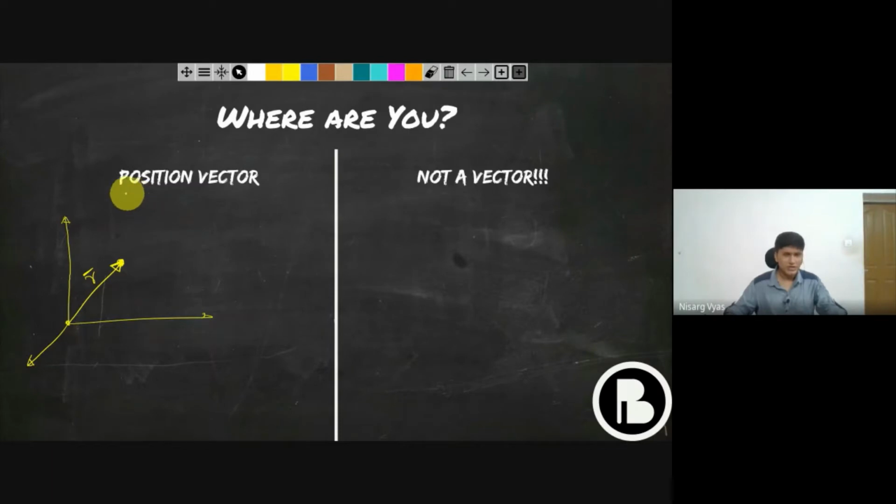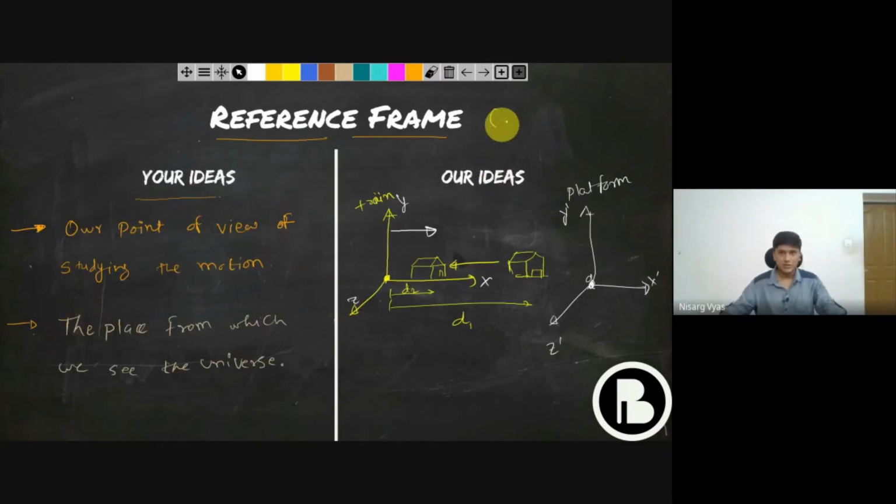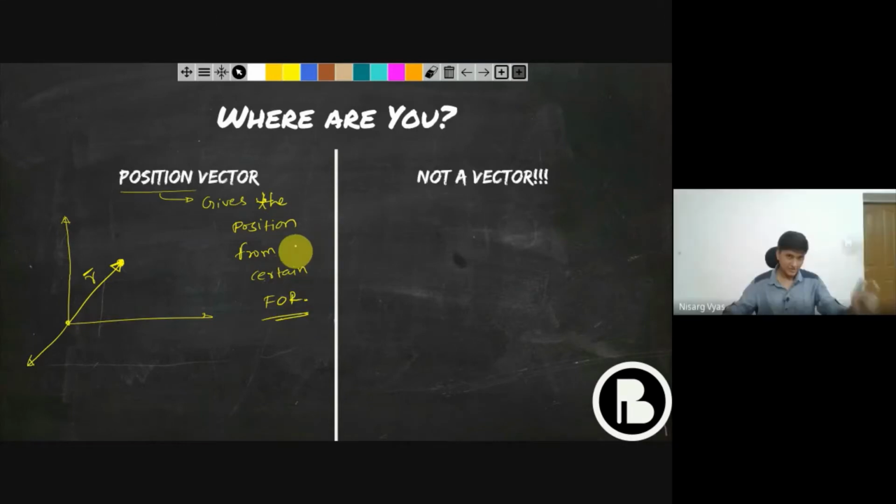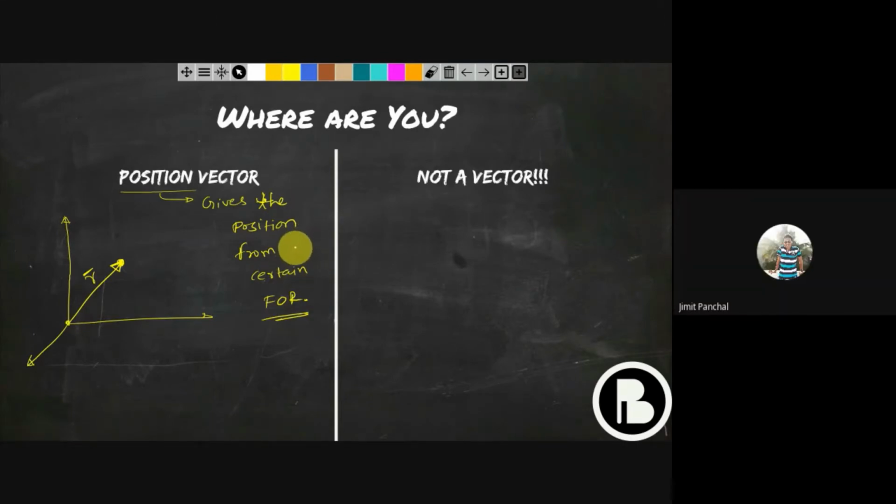Yes, Jimmy, you wanted to say something? No, sir. Okay, so position vector actually gives you the position from a certain frame of reference. Frame of reference, I'll write it as FOR. Sir, actually, I was going to correct in this definition that position vector gives the position from origin in a certain frame of reference. Yes.